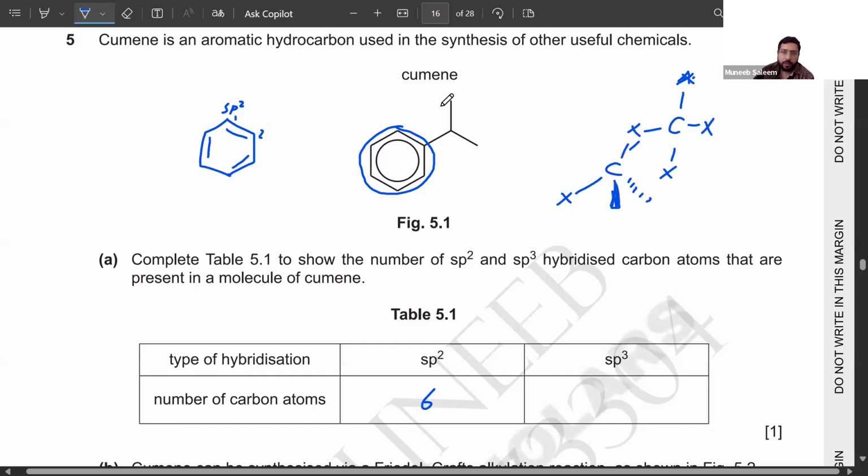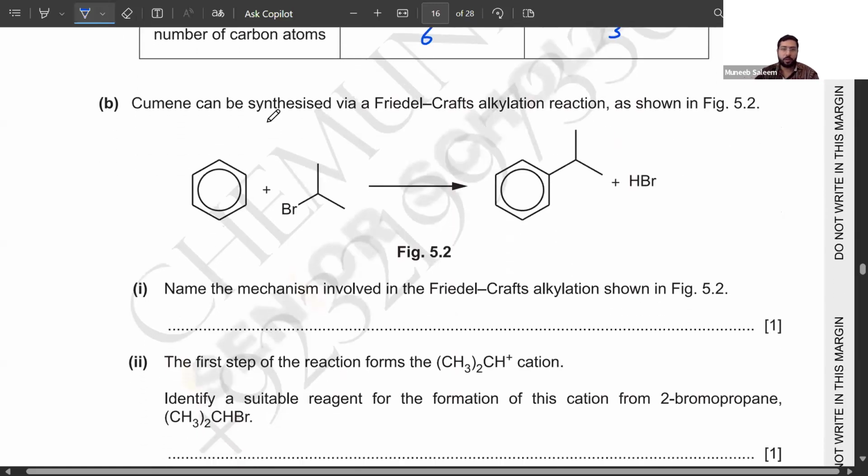So this can be seen here. One carbon atom here, another carbon atom here, and another carbon atom here. So we have 3 carbon atoms which are sp3 hybridized. Now part B, cumene can be synthesized by Friedel-Crafts alkylation reaction.